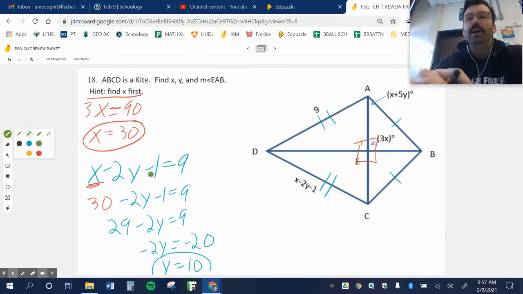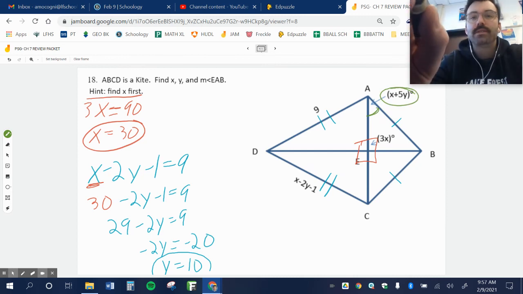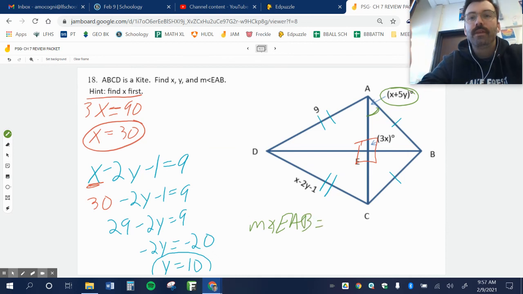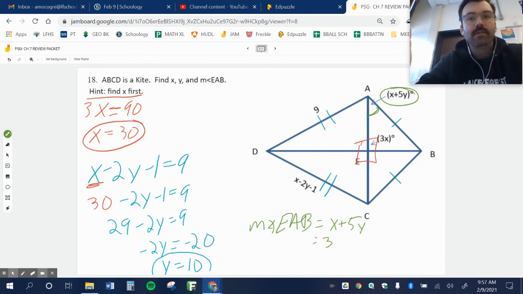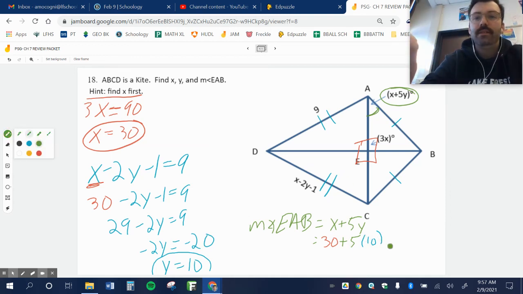Let's keep going now. Measure of angle EAB. Well, EAB is right here. We're given this expression. So the measure of angle EAB, use x plus 5y. Well, x is 30, so 30 plus 5, and y was 10. So 30 plus 50, and you should get 80 degrees.